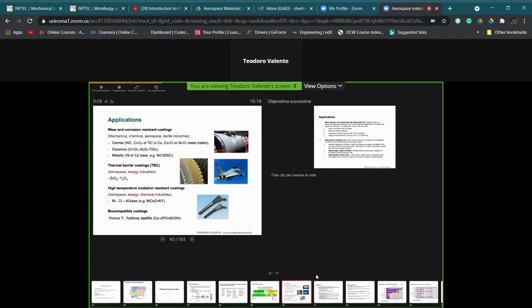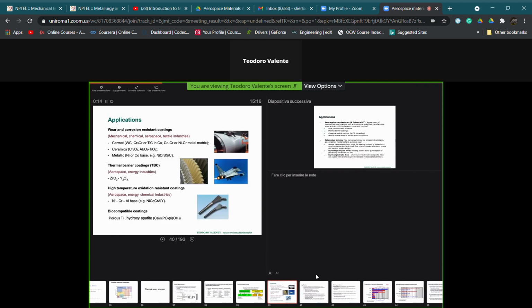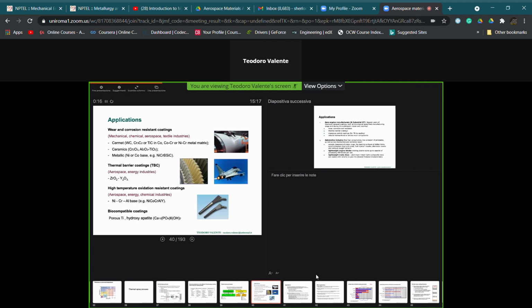So this slide we already discussed last time. I was telling you, let's have a look at the applications in order to have an idea of how wide the potential and the application of this family of technologies is. We do have examples of applications for coating fabrication, which can give the components proper wear and/or corrosion resistance. This is used, for example, in the mechanical, chemical, aerospace, or also textile industry engineering.